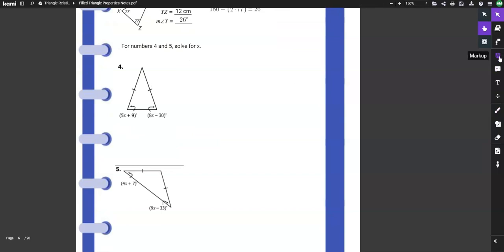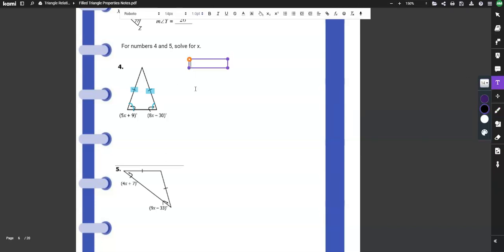All right, number 4, we are going to use the information given to solve for x. It tells me that these two sides are congruent, which indicates that the base angles here are also congruent. So I'm going to mark them as such. And then I can set my angle markings equal to each other. I'm going to say 8x minus 30 is equal to 5x plus 9.